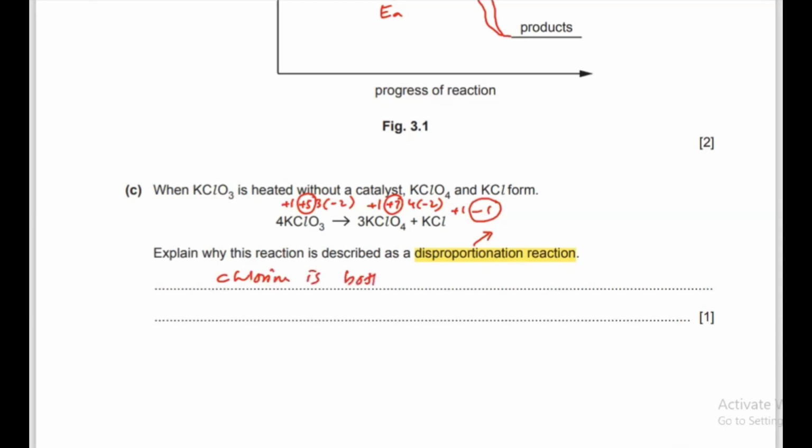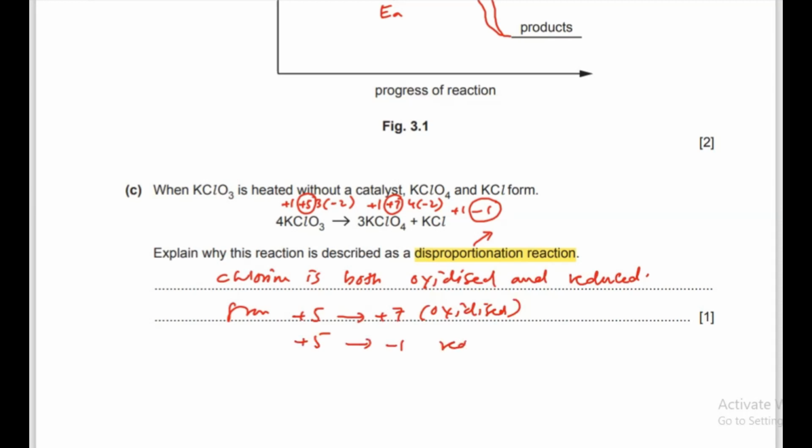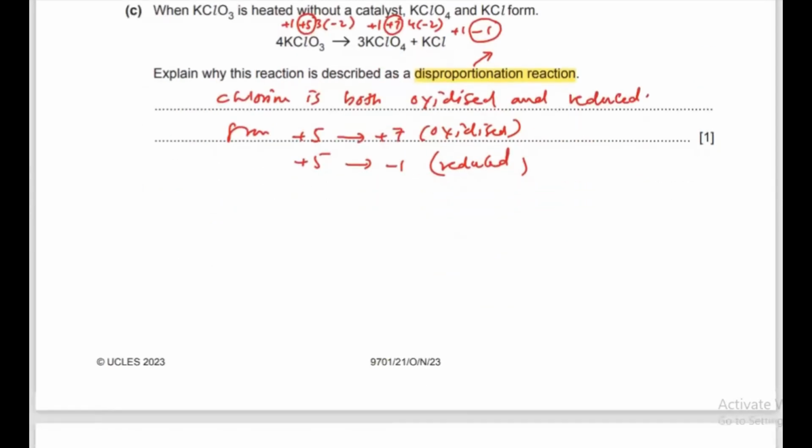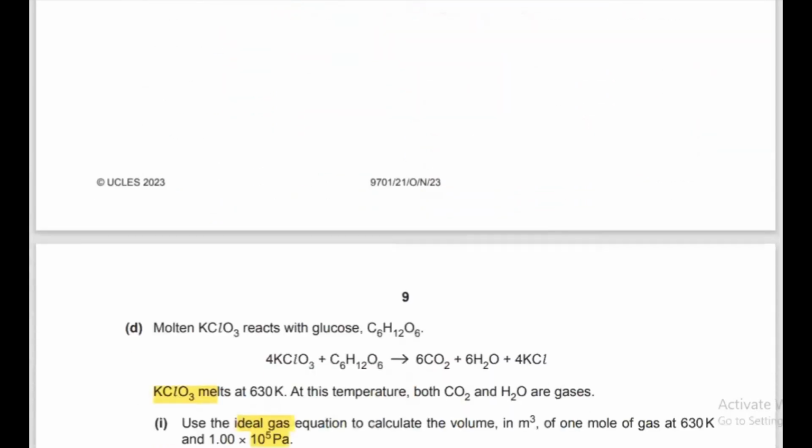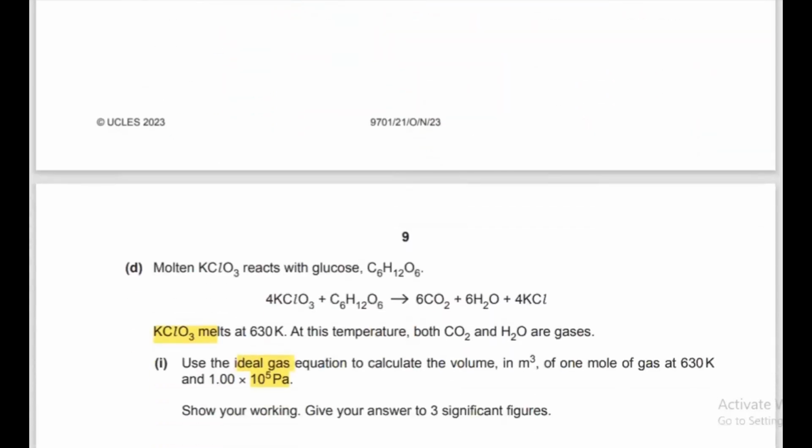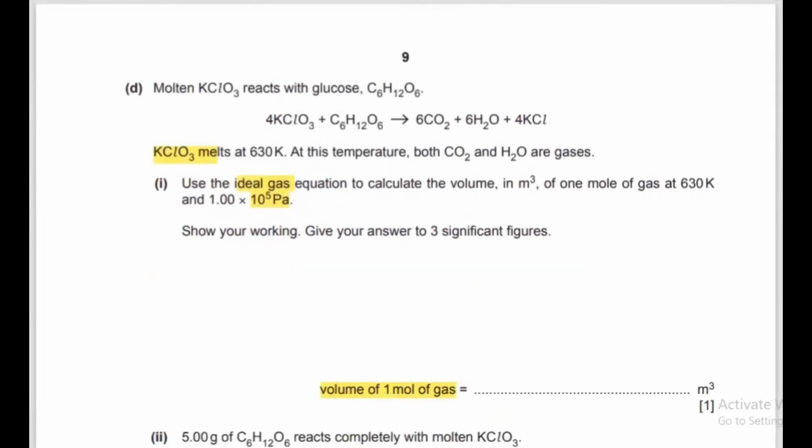Chlorine is both oxidized and reduced: from +5 to +7 oxidized, and +5 to -1 reduced. So if the same species or the same substance is being oxidized and reduced, then that reaction is a disproportionation reaction.